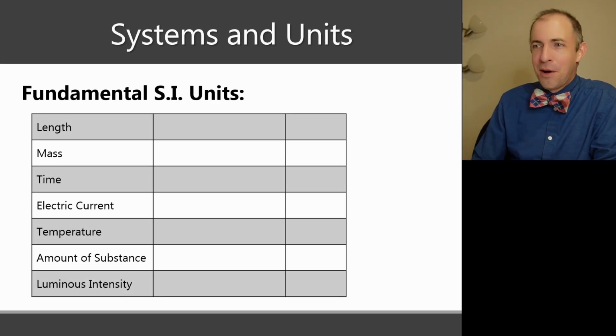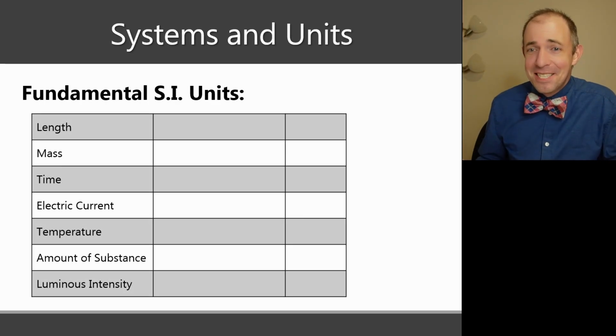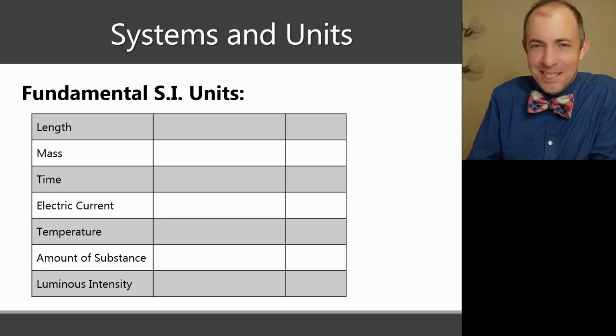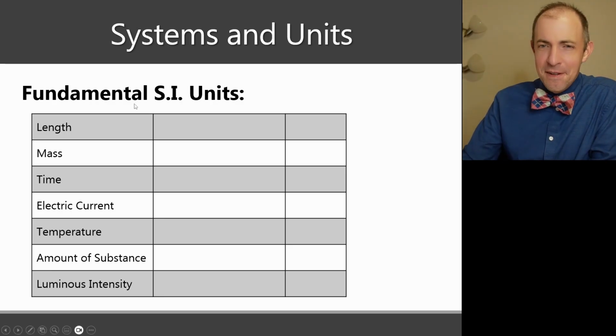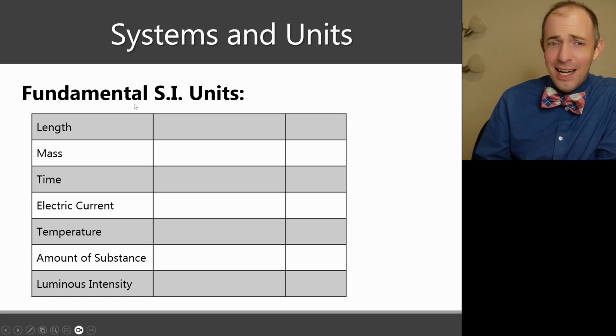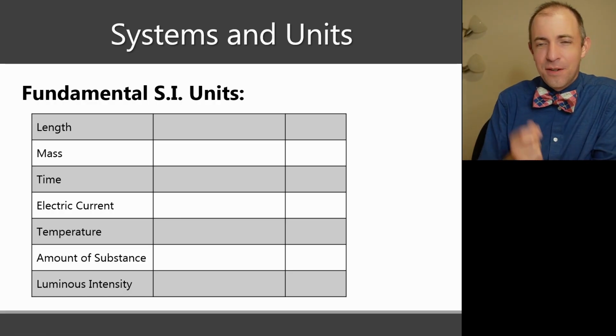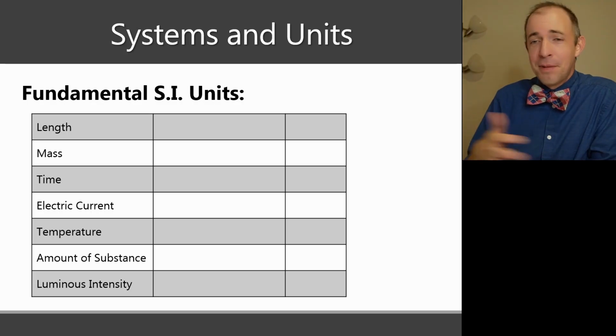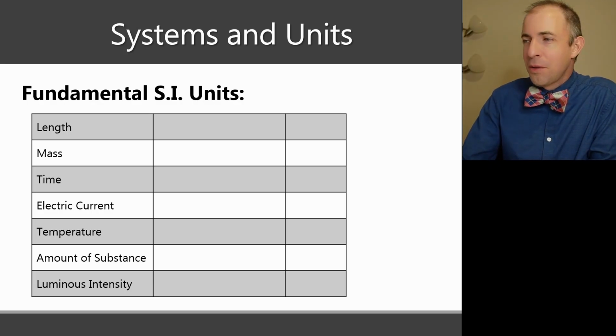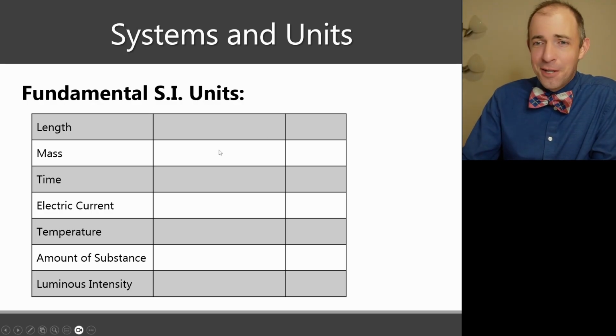If I were to say to someone that I weigh 20, that doesn't mean a whole lot because there is no unit assigned to it. It'd be a very confusing statement otherwise. So we have 7 fundamental SI units. SI in this case stands for System International. And these 7 fundamental units are the building blocks for every other unit that we're going to see throughout the course of physics. You need to know these 7.